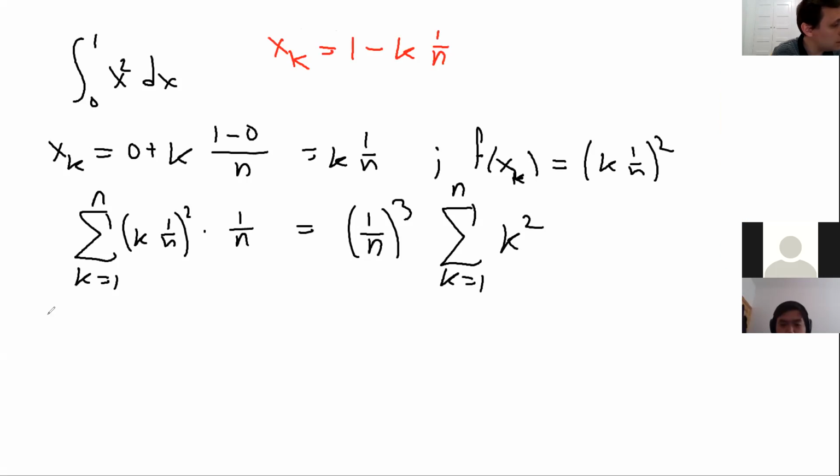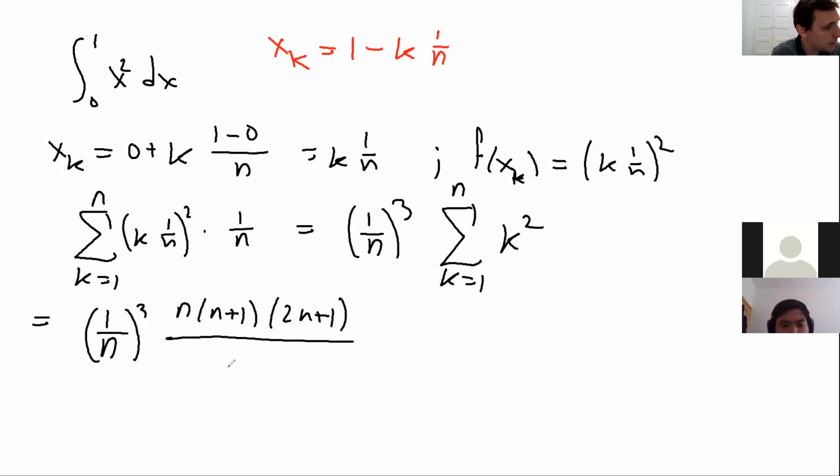And then what is this formula? This is 1 over n cubed. The sum of k squared happens to be n times n plus 1 times 2n plus 1 divided by 6. And then I push it to infinity. What's the answer if I push to infinity very quickly? Look at this and push to infinity and tell me what do we get.